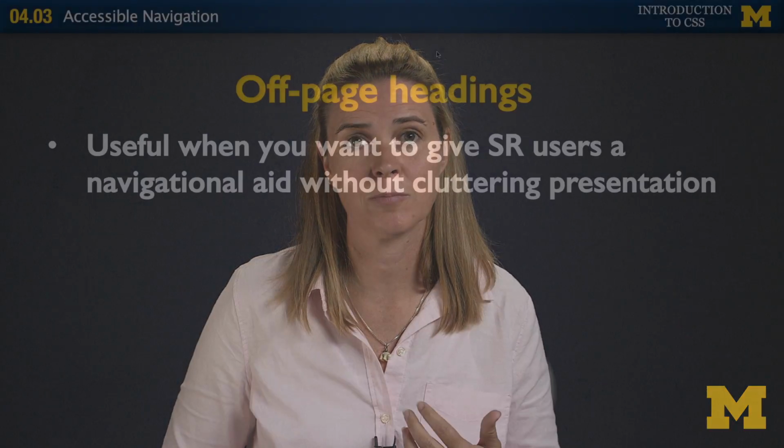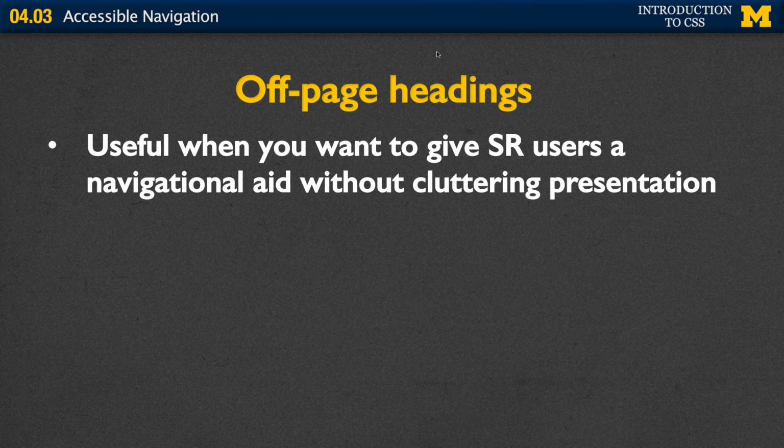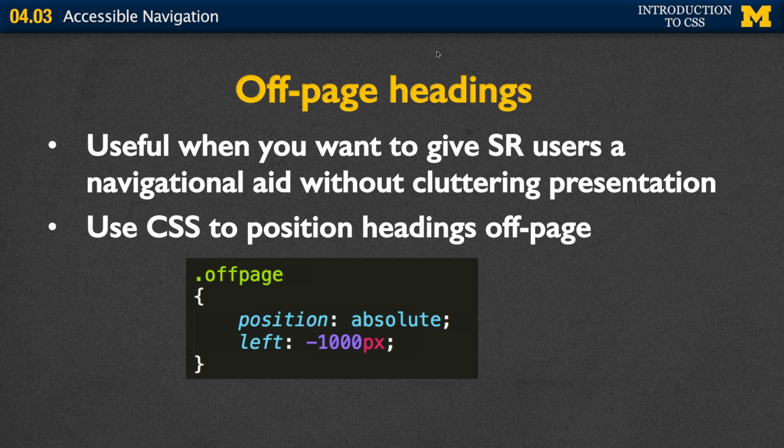Find out which font family they use, find out which font size, and just repeat it. Don't use tags just because you like the way they look. The other thing you can think about to help navigation is this idea of off-page headings. It's useful to do when you want to give the screen reader users some sort of navigational aid, but you don't want to put it right in the page and have your sighted users also have to deal with it all the time. So let me give you an example of this one.